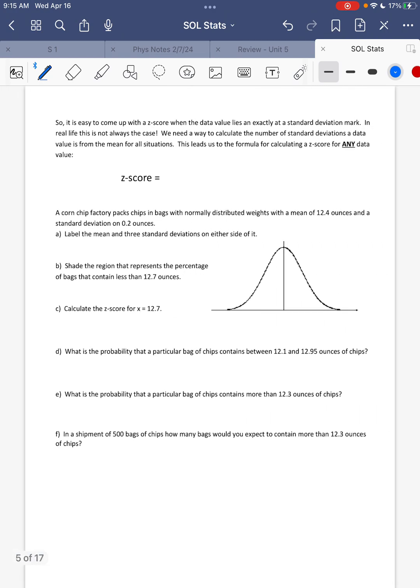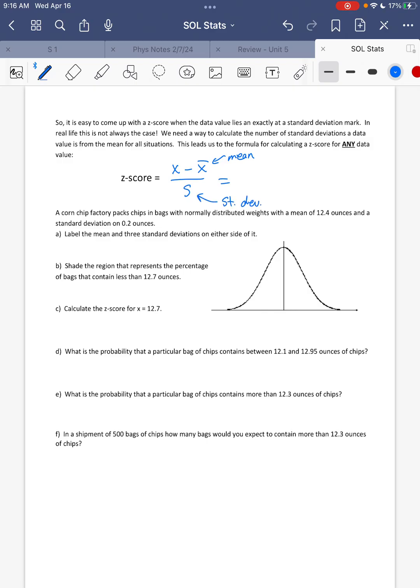So there is a formula for the z-score, and it goes like this. Your z-score is equal to the data value minus the mean over the standard deviation. Now another way to write that, so this means the mean, this means the standard deviation number.